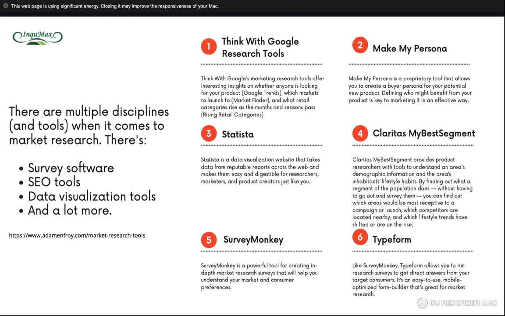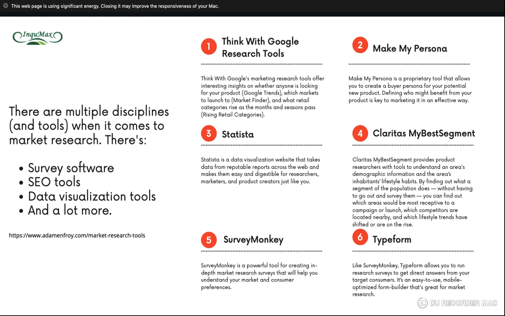You have Make My Persona. It's a very good tool that allows you to create a buyer persona. Cynthia spoke about this earlier, right? For your potential new products, we have Statista. Given my other work as a consultant, Statista is one awesome platform from which we get to extract very useful data. So leverage that as much as possible. Claritas MyBestSegments is another awesome tool to understand an area's demographic information and the area's inhabitants' lifestyle habits.